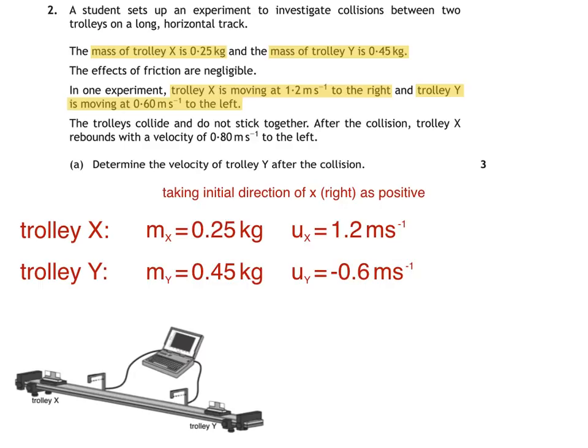You can see that I'm using the symbols UX and UY as the initial velocities of trolleys X and Y. The velocity of trolley X after the collision, VX, is taken as negative 0.8 meters per second because it's moving to the left. Our job is to calculate the final velocity of trolley Y, VY, after the collision. As I said before, we do this by using the law of conservation of linear momentum.